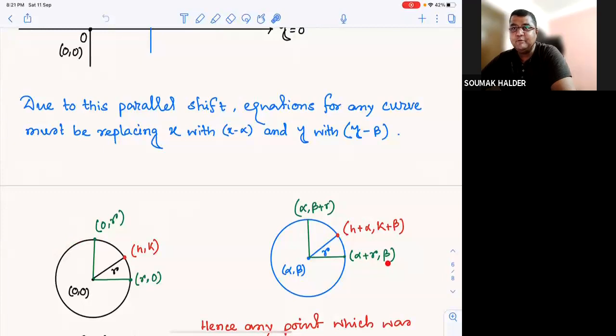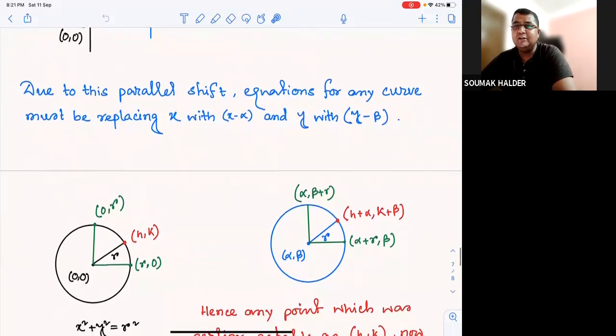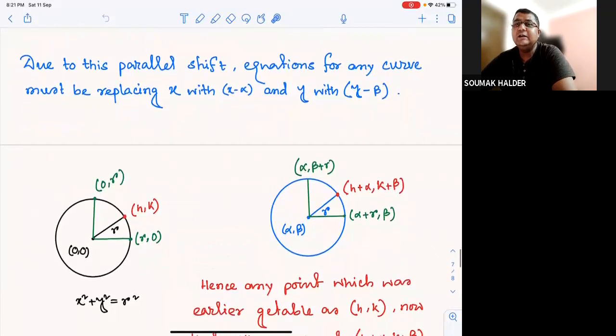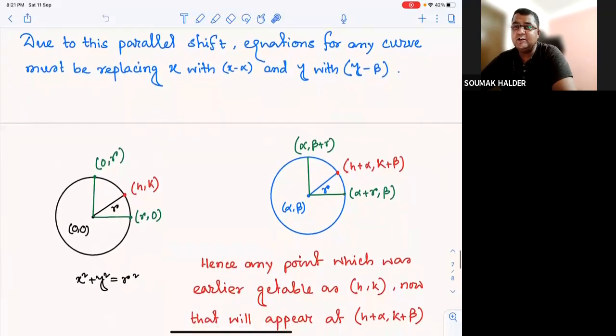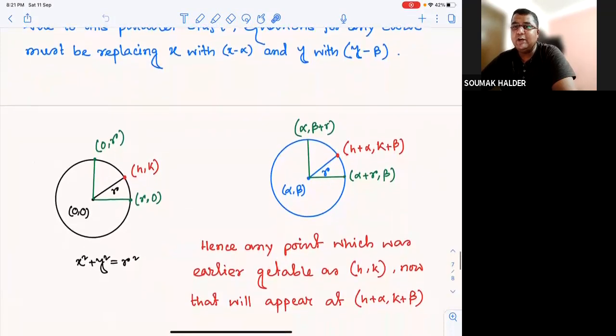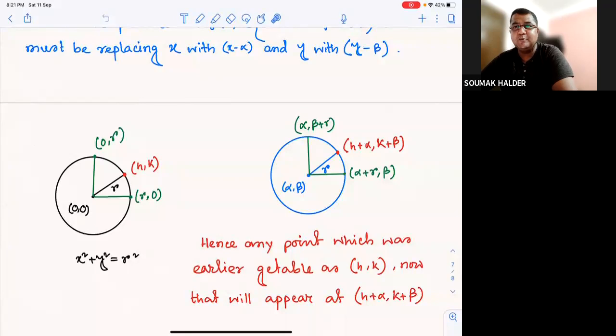The rightmost point will now be alpha plus r comma beta, that is r plus alpha comma 0 plus beta, and the topmost point is 0 plus alpha comma r plus beta. And in general, any coordinate which was supposed to be h comma k now should appear as h plus alpha comma k plus beta. So if we shift the origin parallelly to the point alpha comma beta, any point which was earlier gettable as h comma k will now appear at h plus alpha comma k plus beta.